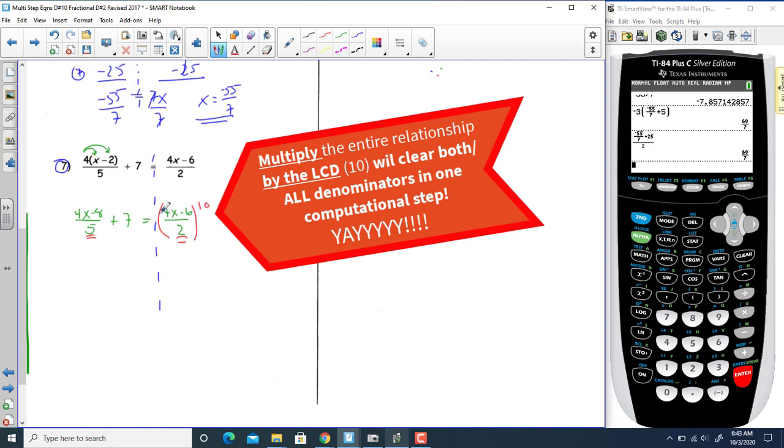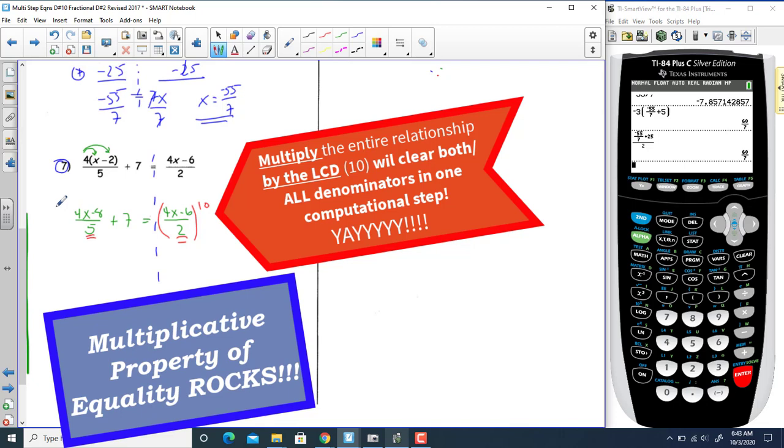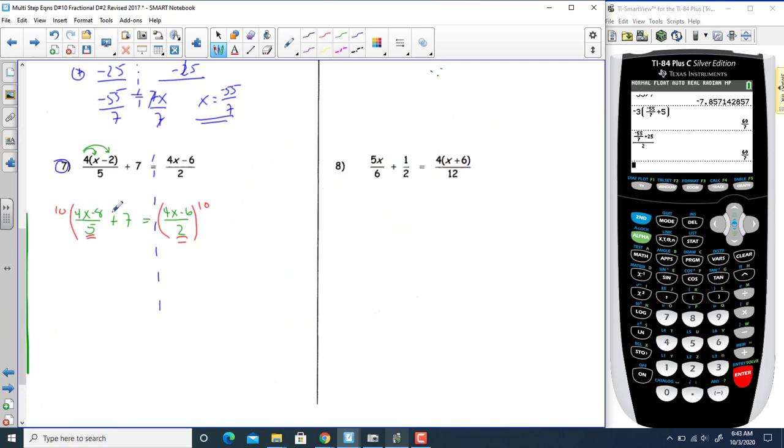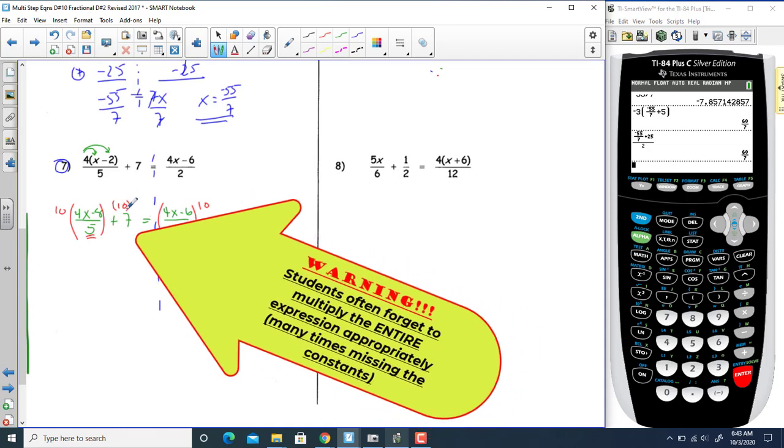If you choose to multiply both expressions by 10, which you're allowed to do because you can multiply an equation by whatever you want so long as you do it equally on both sides, it would require that you multiply not only the fractional term in the expression on the left by 10, but also the numerical constant of 7.